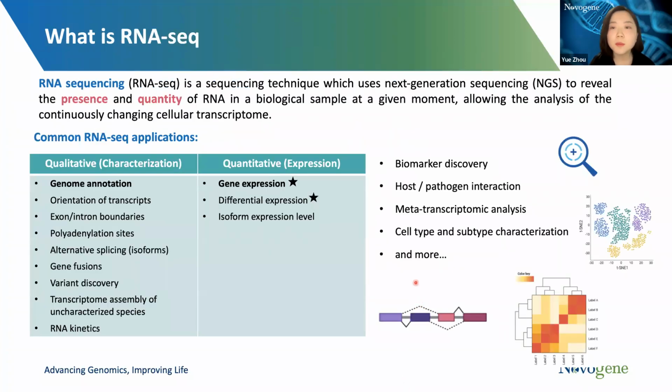So before we jump right into the analysis part, let's review the concept of RNA-seq. RNA-seq is utilizing NGS to reveal the presence and quantity of RNA in a biological sample at a given time. And the applications depend on the biological questions you want to answer. For characterization, the common applications could be genome annotation. For expression, this could be gene expression and differential expression, etc. On this slide, we're also showing what that information can be applied for, for example, biomarker discovery or host and pathogen interaction, and a lot more.